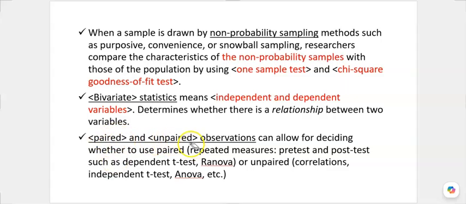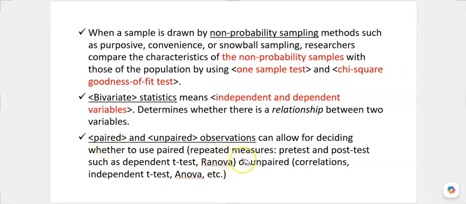Unpaired means they are different groups, not measured at different times, just at one time, but with different groups. So that is unpaired, like the independent test and ANOVA test. Paired will be the repeated measures.